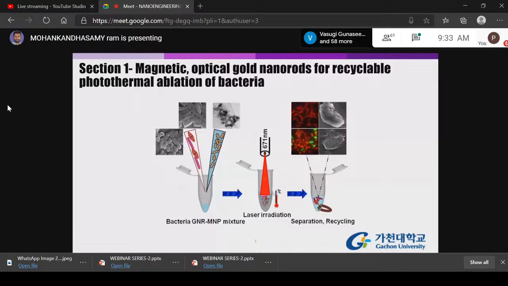That heat kills the bacteria, and those nanoparticles, because of the magnetic nanoparticle attachment, could be reused. So we developed this one and we showed it could be reused at least 6 times. This is the fluorescent microscopic image of bacteria, and the right hand side picture shows the scanning electron microscope image after they got killed by the photothermal therapy.